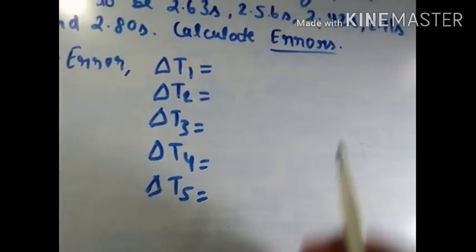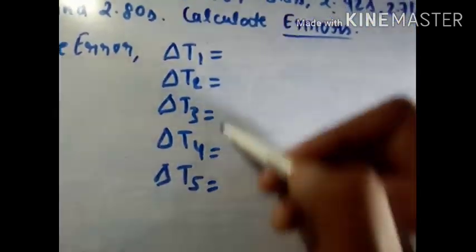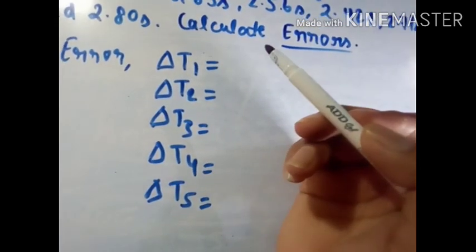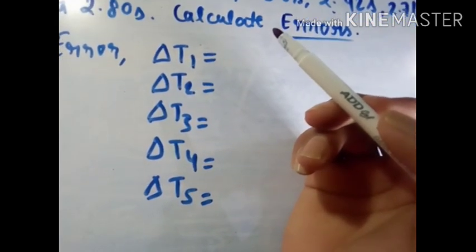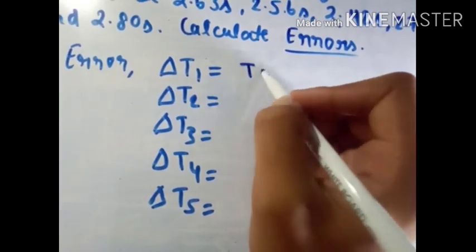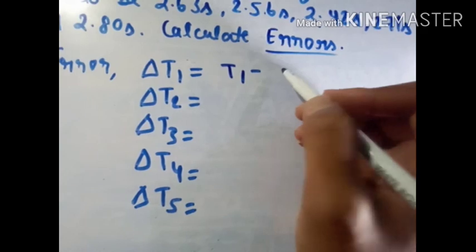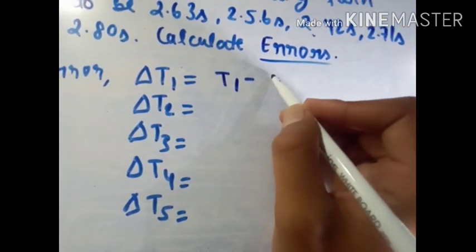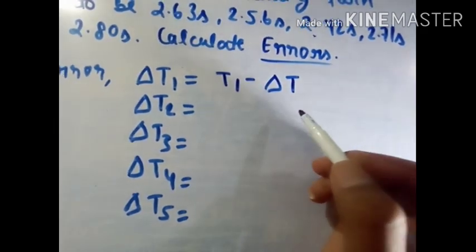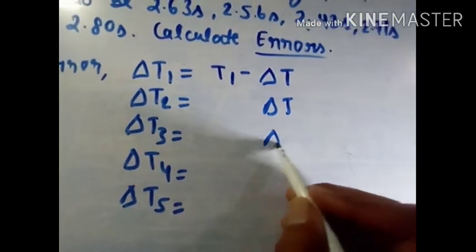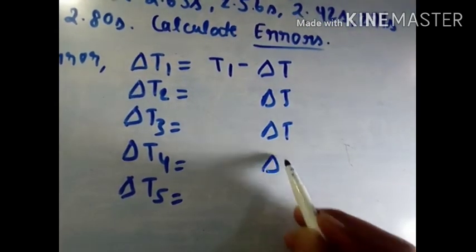You have to calculate these 5 absolute errors, delta t1, delta t2, and so on. For calculating this you have the formula of the difference. Write the individual value, that is t1, and subtract the mean value, which you also call the true value. So the true value is delta t, and in every case it will remain the same. Do you understand why I'm writing this?